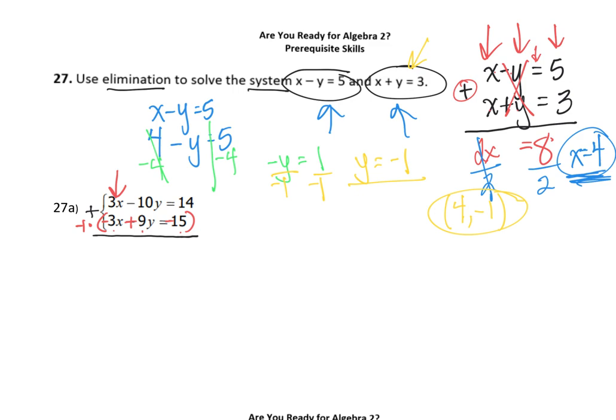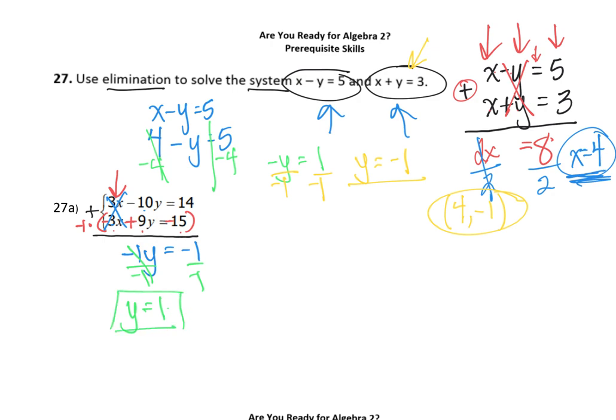Now we're going to put these two equations together with the signs that they now have. See, now we have 3x and -3x eliminated. This is -10y plus 9y for -1y. This is 14 minus 15 for -1. See, now that my x's are gone, I can solve for y. Divide by -1. And we're going to get y equals 1.